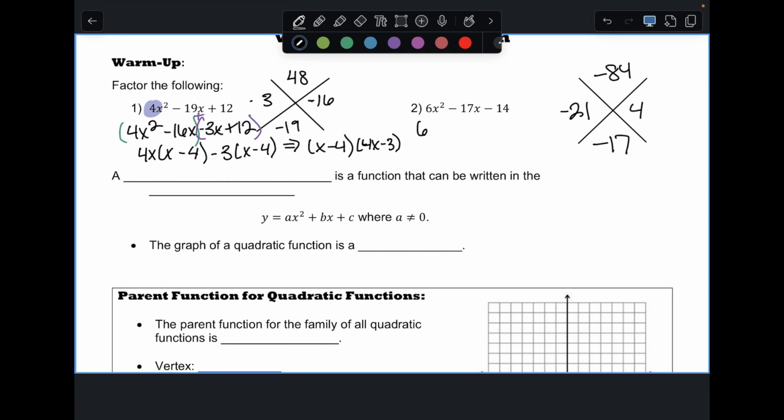Perfect. We rewrite our -17x as -21x plus 4x. Doesn't matter which way you go. You'll get the same answer. Doesn't matter what order you put those in.